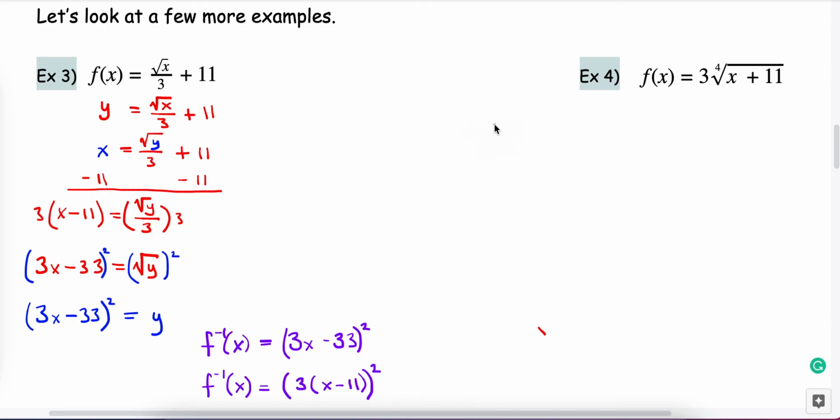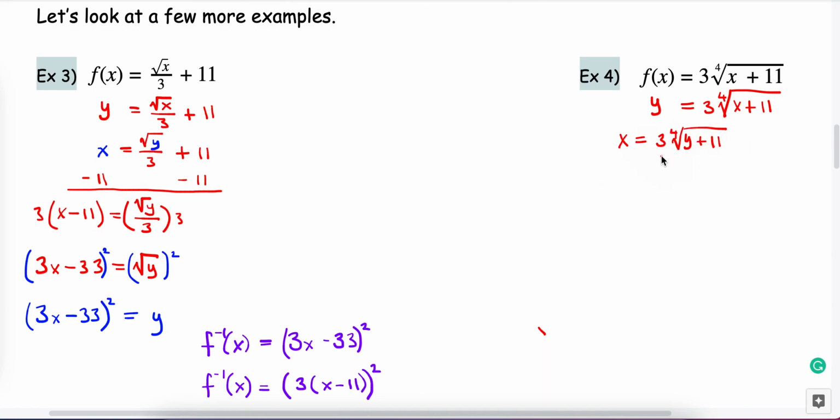Okay, let's do this again. Once again, we're going to replace f of x with y. We've got 3 times the 4th root of x plus 11, right? So the 4th root of x plus 11. So we're now going to switch x and y. So we get x equals 3 times the 4th root of y plus 11. Oh, that's going to be a y plus 11. Now we've switched the x and y, and we solve for y.